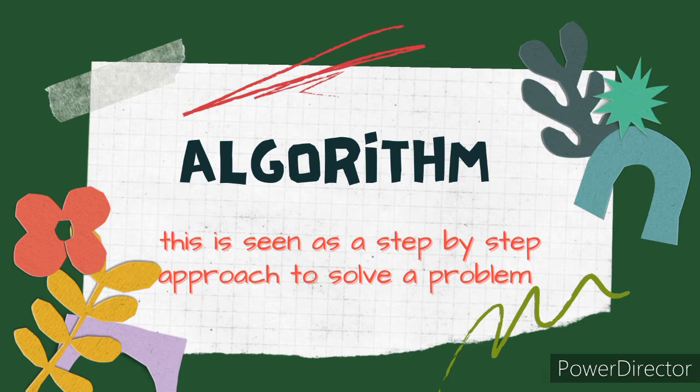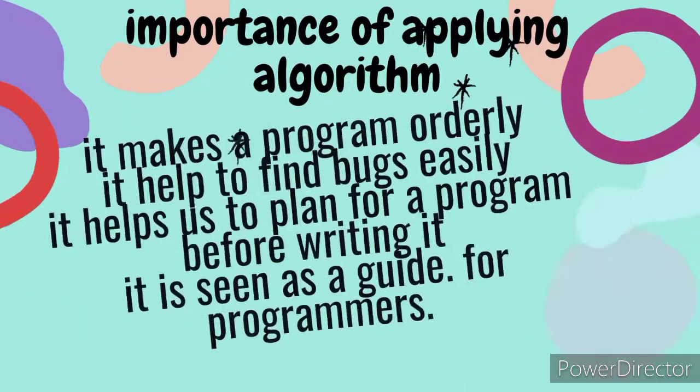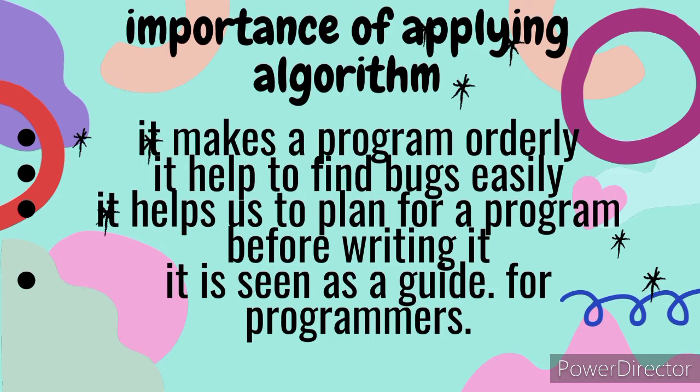Now, you want to create a program. The first thing you need to do is to write the algorithm about the program you want to create, so that in case you find out there is a bug, it will be very easy to debug. Some importance of applying algorithm in a program include it makes our program orderly. Yes, when you create or write an algorithm before creating a program, your program will become orderly and it will be very easy to find or detect bugs.